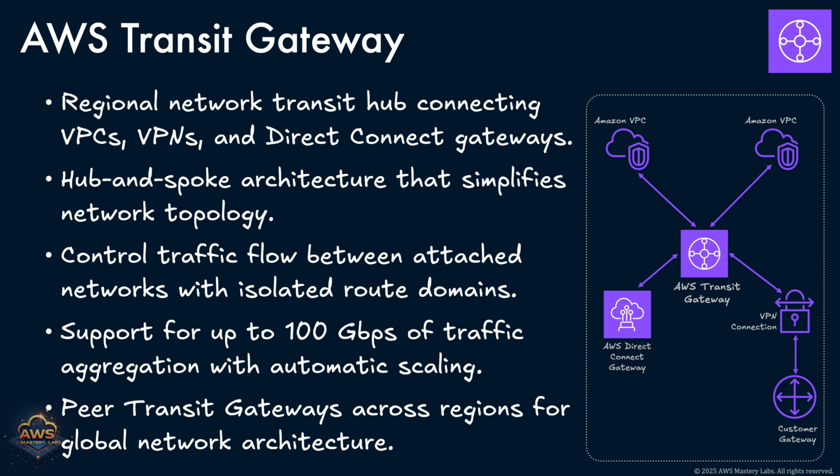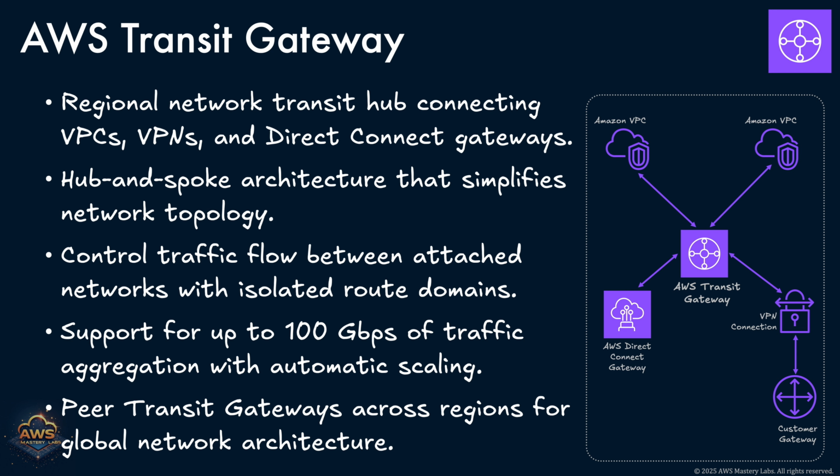AWS Transit Gateway is a regional network transit hub that enables seamless connectivity between your VPCs, on-premises networks via VPN, and AWS Direct Connect. It acts as a centralized router, simplifying and scaling your network architecture as your cloud environment grows. Traditionally, connecting multiple VPCs involved creating and managing a complex mesh of VPC peering relationships. Transit Gateway replaces this complexity with a hub-and-spoke model where all networks connect through a central hub. This reduces operational overhead, improves manageability, and streamlines routing.